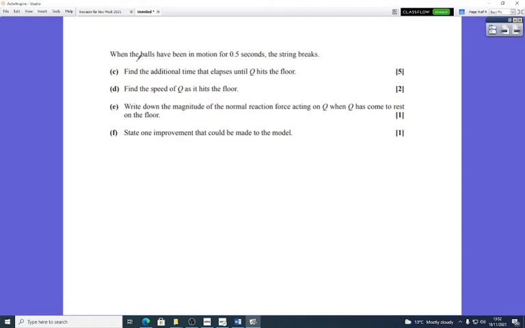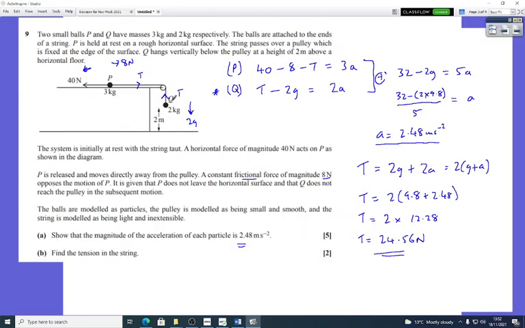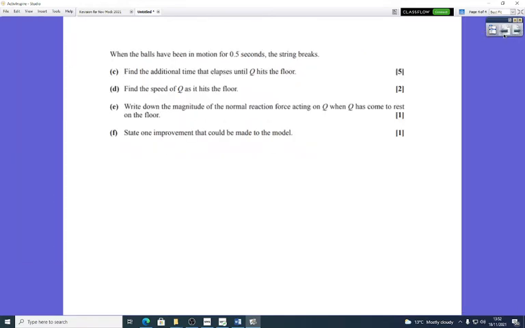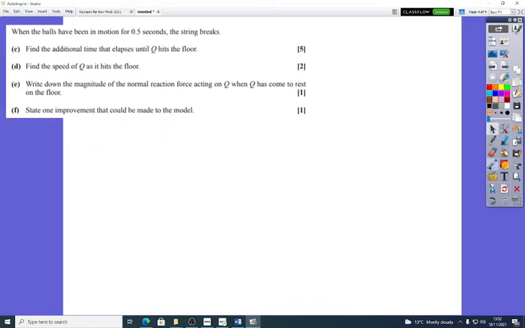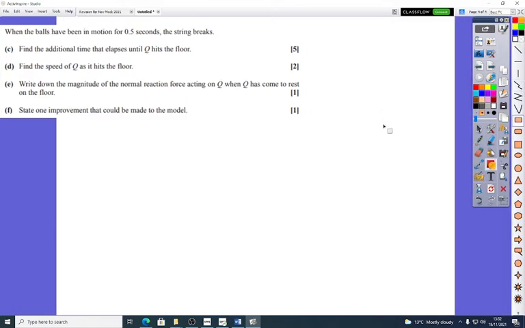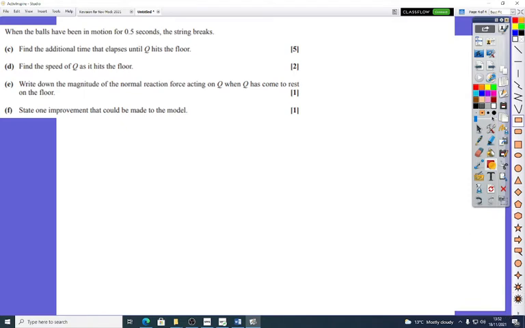When the balls have been in motion for 5 seconds, the string breaks. So what's happened here is the string has broken, so there's no tension. Find the additional time it takes for Q to hit the floor. Right, so let's have a look at this. I'm going to move that here and draw a little diagram just to see what's going on. It's important that you do draw diagrams. It just helps you think about what's going on.